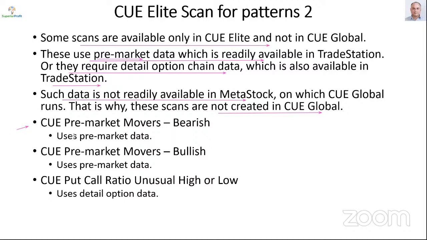These are Q pre-market movers bearish, which uses pre-market data, or Q pre-market movers bullish, which uses pre-market data. And then put call ratio unusual high or low, which uses detailed option data. These scans are available only in Q Elite because they either need detailed pre-market data or detailed option data.